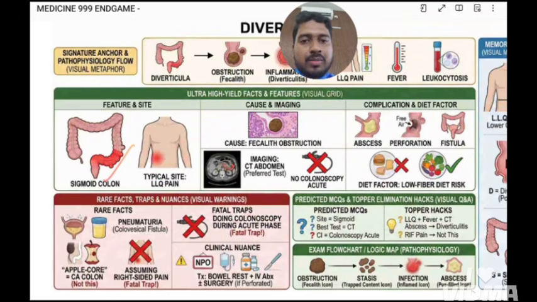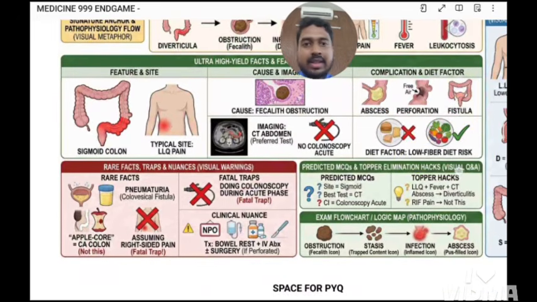And sigmoid colon is most commonly affected. So the cause here is fecalith obstruction, and CT is the preferred imaging. There is no colonoscopy because it is an acute condition and it can lead to complications, it can lead to perforation and all. Okay. So what are the complications of this diverticulitis? One is abscess formation can happen, there could be perforation, and there can be fistula formation. So here low fiber diet has some beneficial effect.